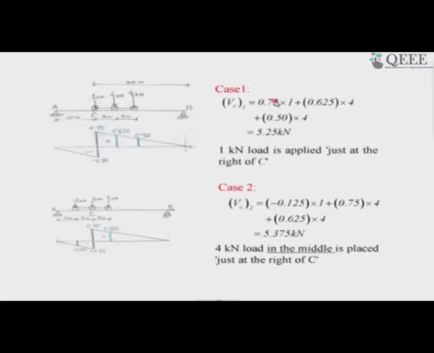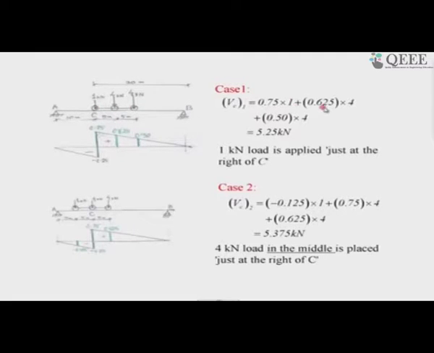Once again, 0.75 for this 1, 0.625 for this 4, 0.5 for this 4. So, you get 5.25 kilonewton as the total effect of the shear for this case 1 when the loading configuration is this. Now let us discuss case 2. You are not sure right now what happens if I push this load system towards its left.